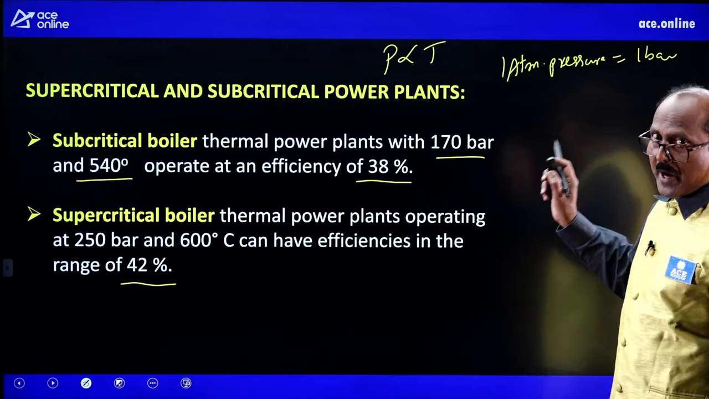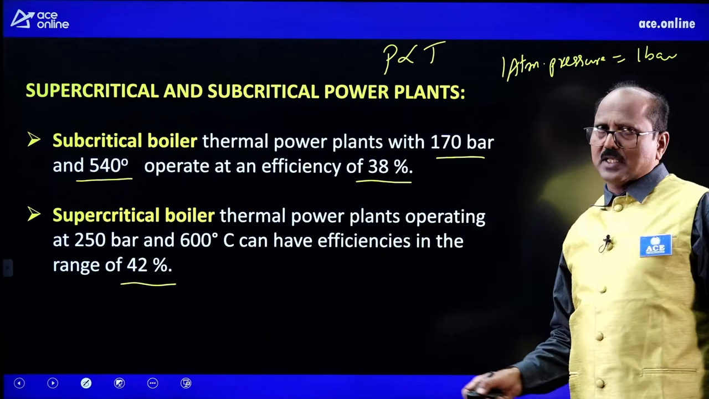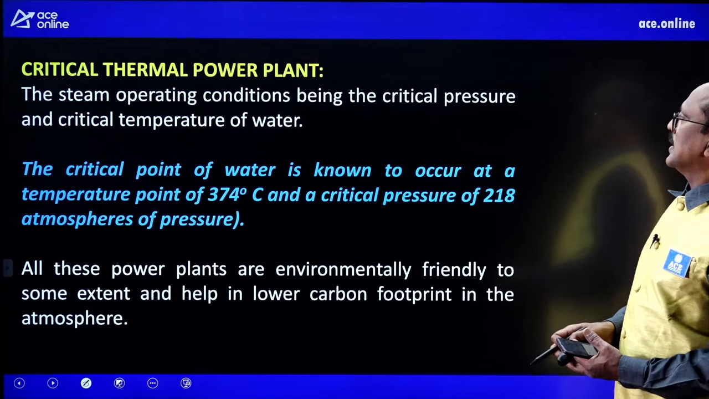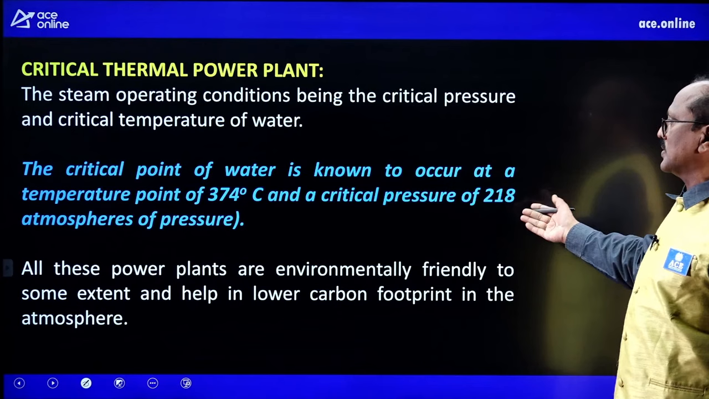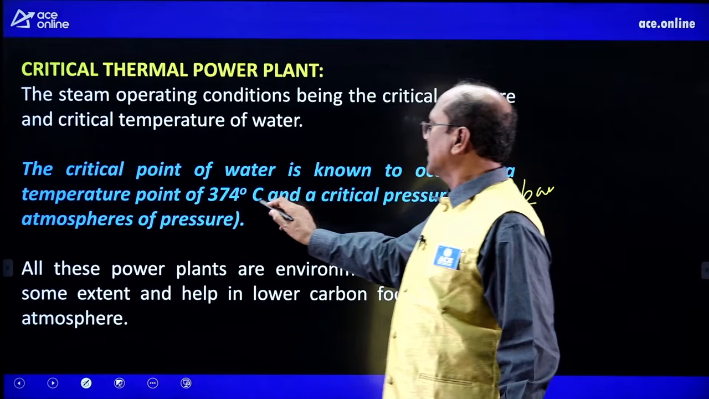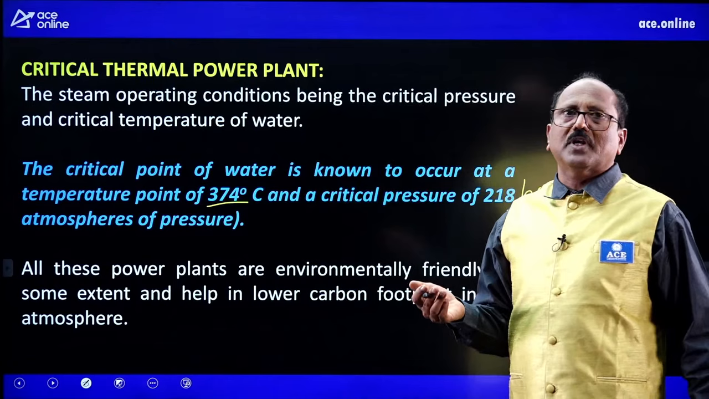Keep in mind, questions are possible. 170 bar, 540 degrees centigrade is called subcritical. 240 bar, 600 centigrade is called supercritical. Now, next. Critical point means the condition of the steam at a critical point. Critical temperature, critical pressure are like this: 374 degrees centigrade and 218 bar. So, pressure below critical is subcritical, pressure above critical is supercritical. Previous 170 bar subcritical, 220 or 218 bar critical, and more than that, 250 bar, is called supercritical.